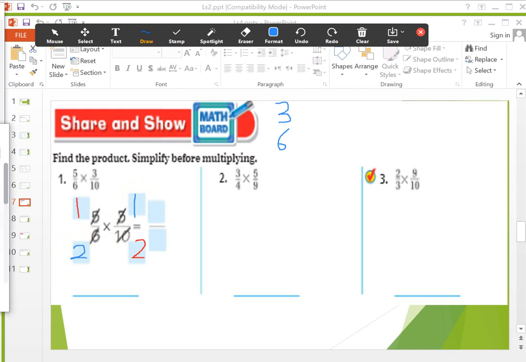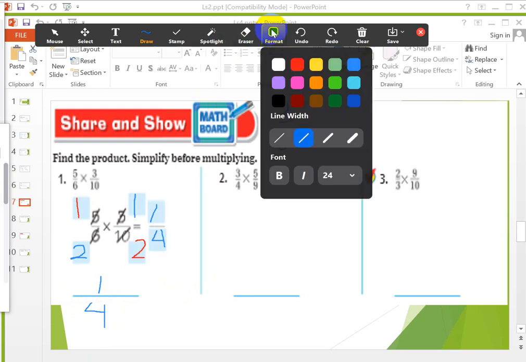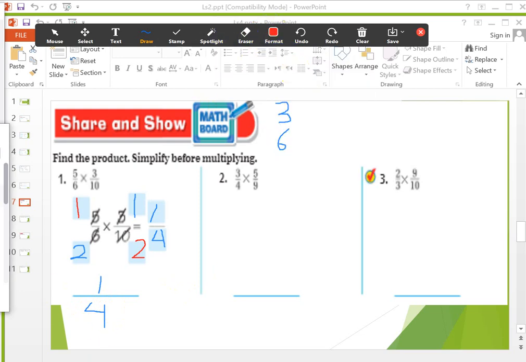Yes, Jana. Open your mic, please, and let's multiply the numerator. 1 multiply 1 equals what? 1. Thank you. 2 multiply 2 equals what? 4. Thank you. So it will be 1 over 4. Do you think this is the simplest form for this fraction? Yes, thank you, Jana. Thank you a lot. Let's continue with Jana Muhammad.